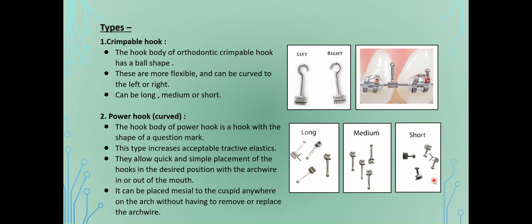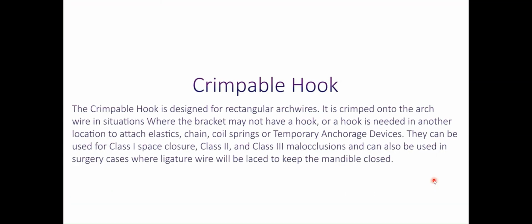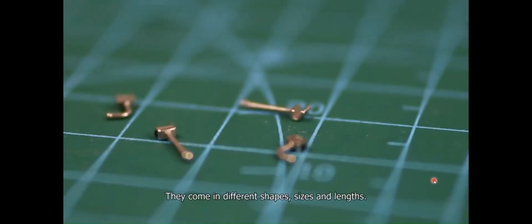Power hook: the hook body of the power hook is a hook with the shape of a question mark. This type increases acceptable tractile elastics. They allow quick and simple placement of the hooks in the desired position with the arch wire in or out of the mouth. It can be placed mesial to the cuspid, anywhere on the arch, without having to remove or replace the arch wire. This video shows placement and different purposes of crimpable hook.